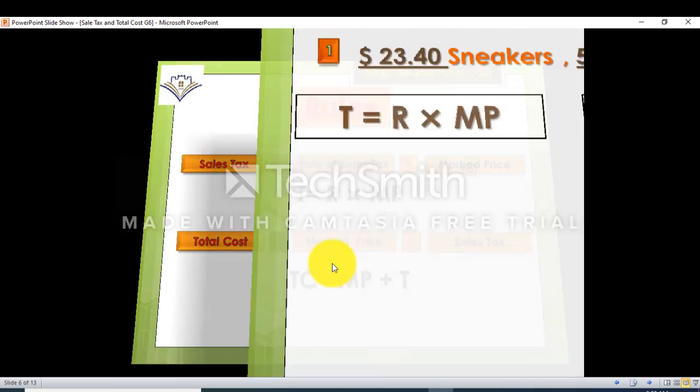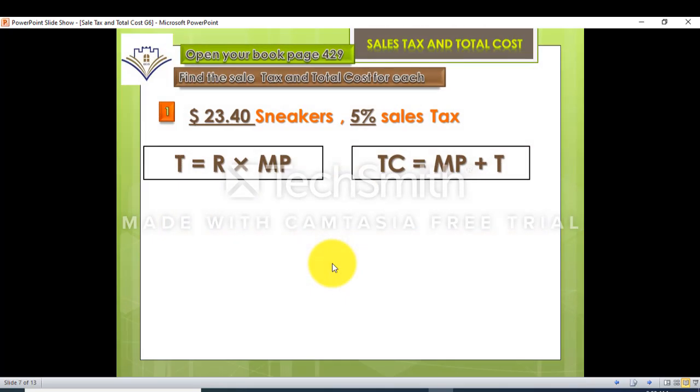Now, firstly, open the book, page 429. Find the sales tax and total cost for each. Question number 1.